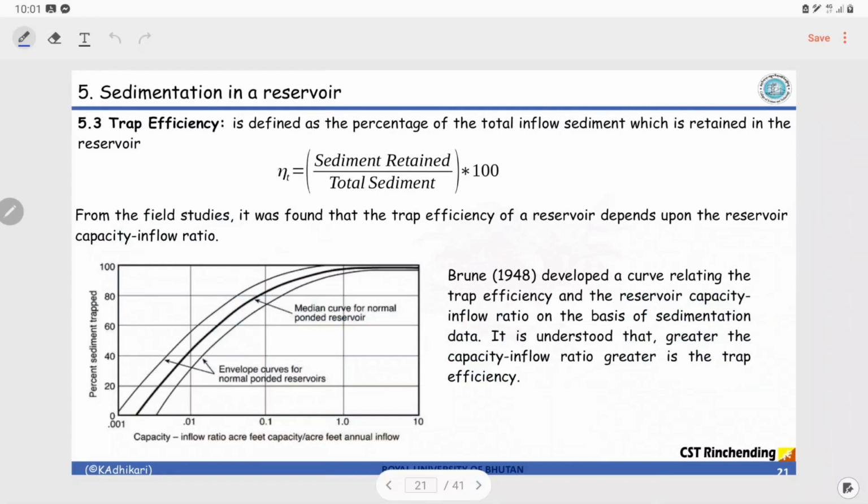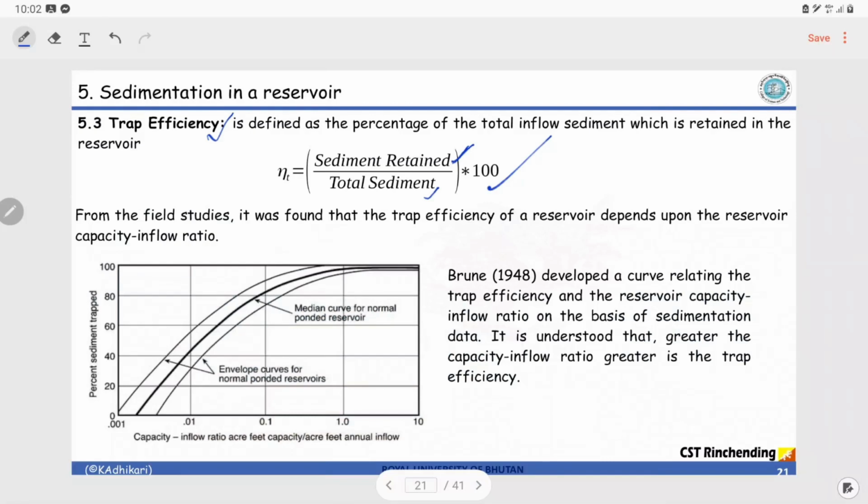Now the next one is the trap efficiency. Trap efficiency is a parameter that tells us how much sedimentation will happen in a reservoir. You are constructing a reservoir, sedimentation will happen, right? So how much, in percentage, may happen in the reservoir? It is expressed as the sediment retained in the reservoir divided by the total sediment that the river was carrying, and you multiply by 100 to express this in percentage.